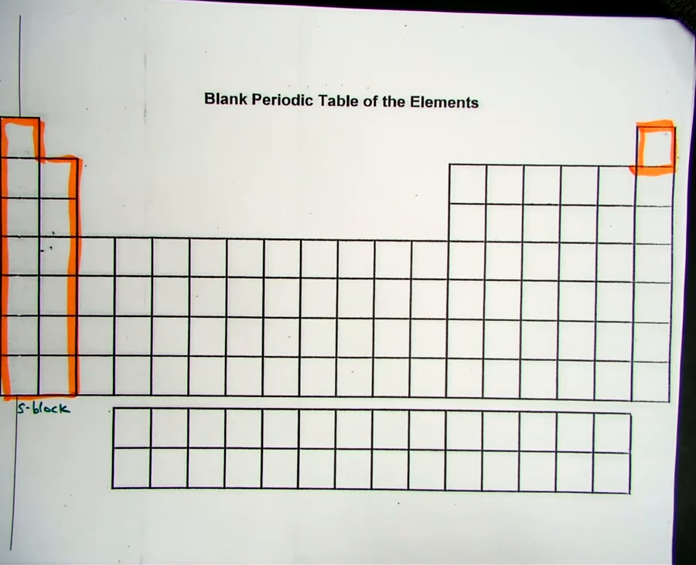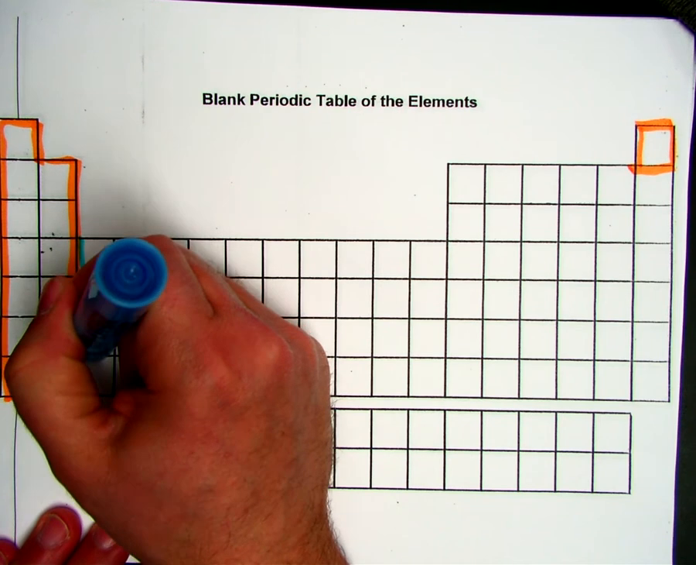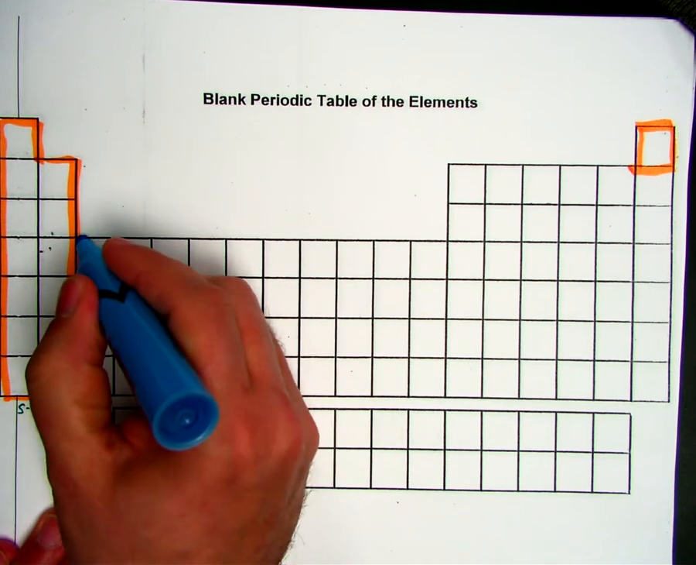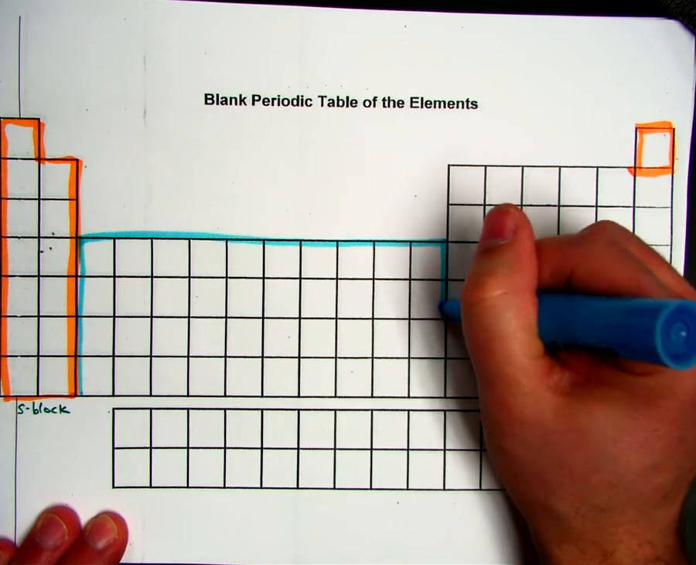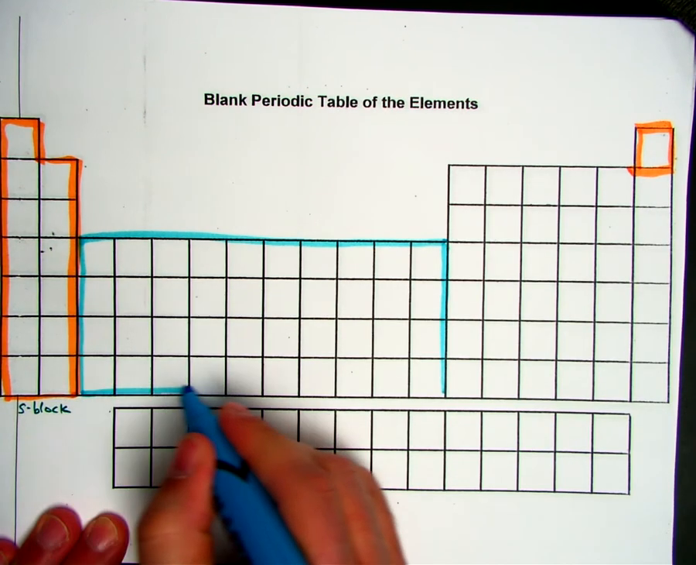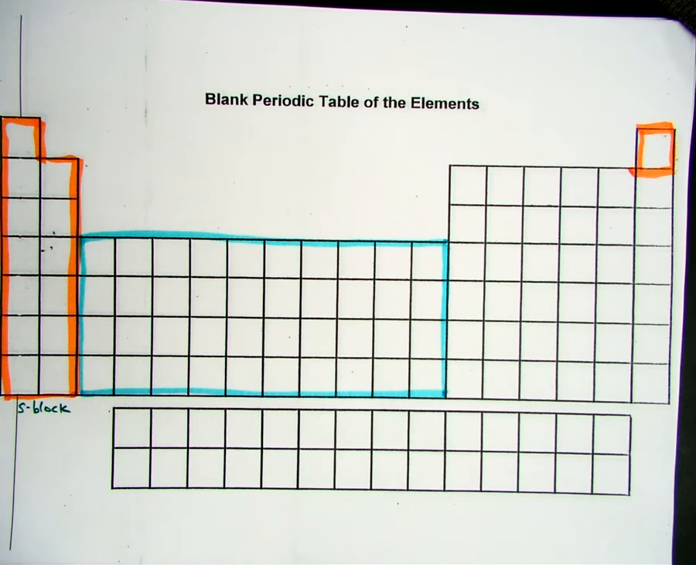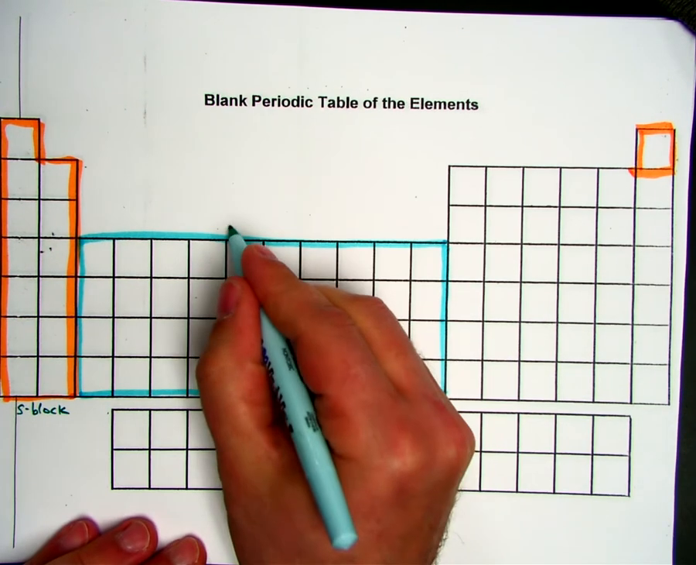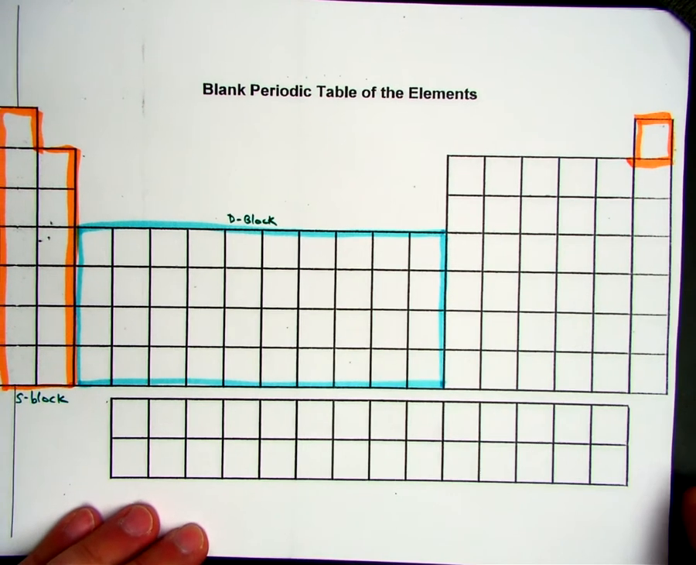The next block that we're going to identify is one in the middle of the periodic table, and it's called D block. So I'm going to outline 4 elements tall, 10 elements wide. This whole group of elements here is called D block. And you can either write it above it or below it, your call on that. D.